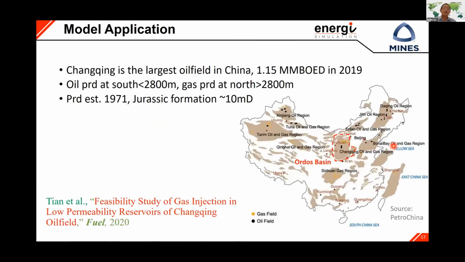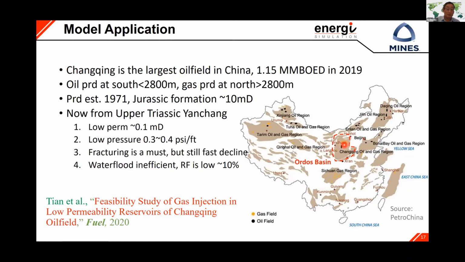So next is a field application. We do both modeling and lab work, but here we are only going to discuss the modeling part. Some of the work has been published in this paper this year. Chongqing is the largest oil field in China now. So this is some of the data shown here. The location is in the northern part of China, the middle of the country.